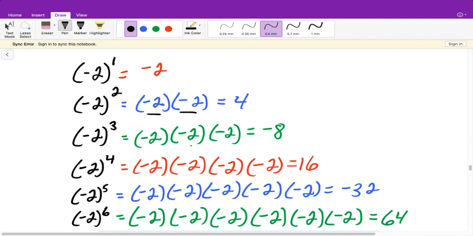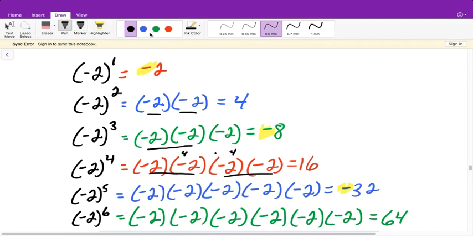Negative 2 to the third power, well, we already know negative 2 times negative 2 is positive 4, and positive 4 times negative 2 is negative 8. Then when we do negative 2 to the fourth power, well, we know negative 2 times negative 2 is 4, so we have negative 2 times negative 2, 4, and positive 4 times positive 4 is positive 16. Negative 2 to the fifth power is equal to negative 32. So if you notice, our signs keep changing. Negative, positive, negative, positive, negative, positive.